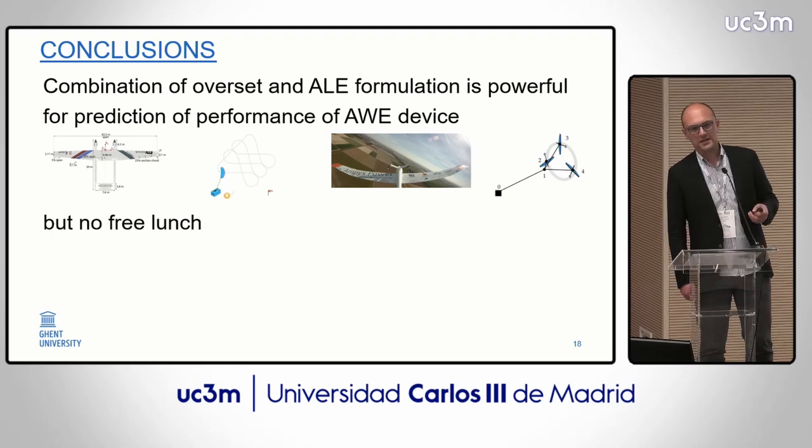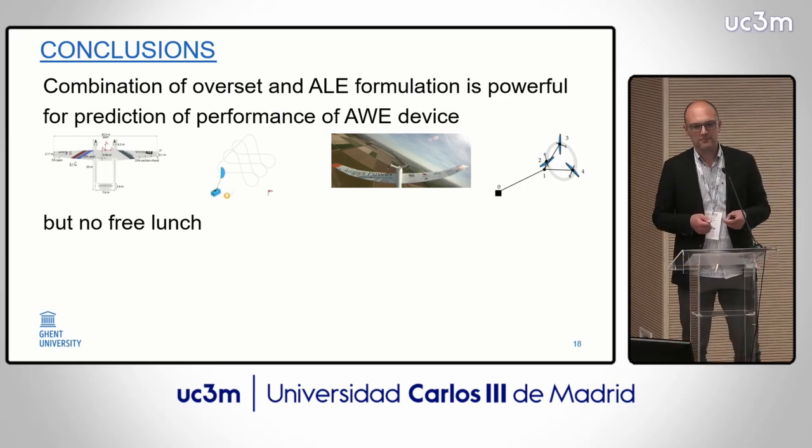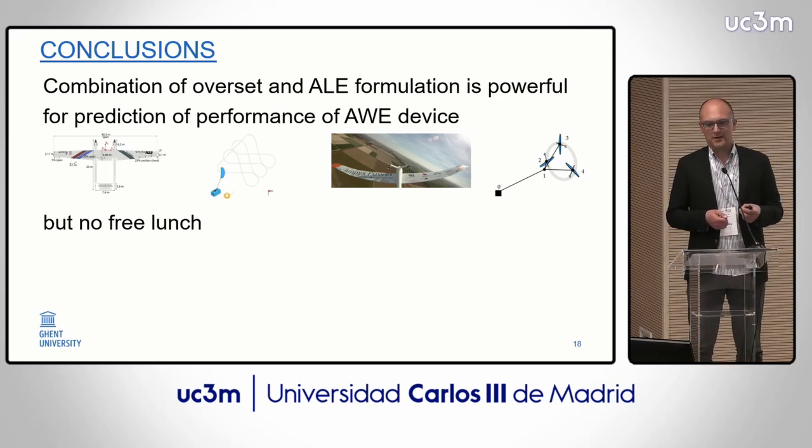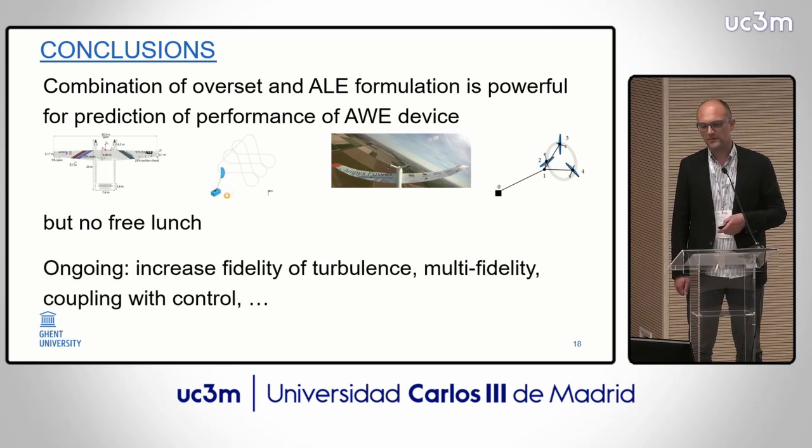But unfortunately, there is no free lunch. That only exists at conferences. So you have to pay a price, and that's the iteration between the different grids. It's also the interpolation, so it has an increased computational cost compared to just a single grid.